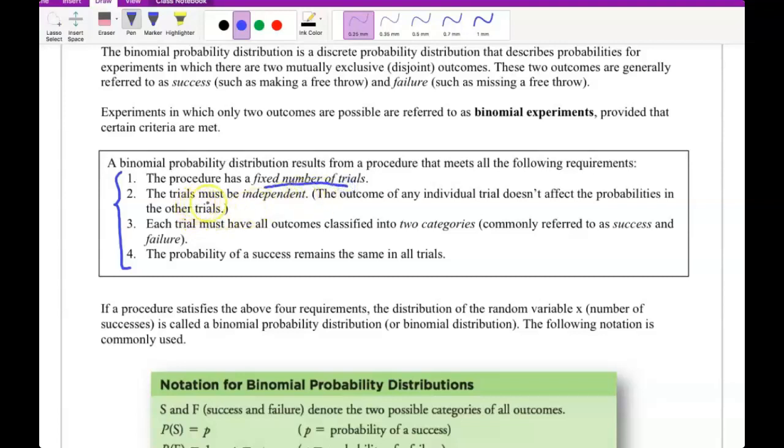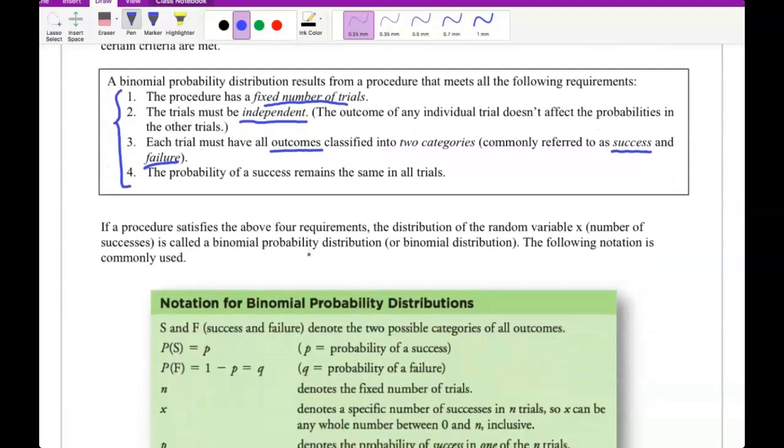Then second step, these trials should be independent. Then number 3, here we should have success and failure, but that means we should have all outcomes. Then number 4, the probability of success should remain the same in all trials.